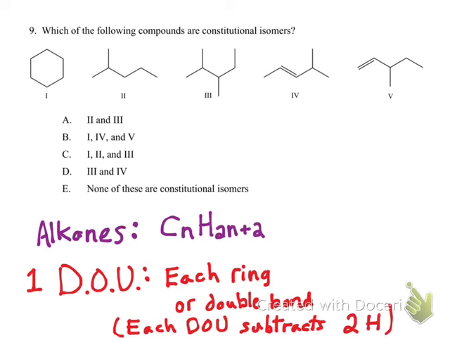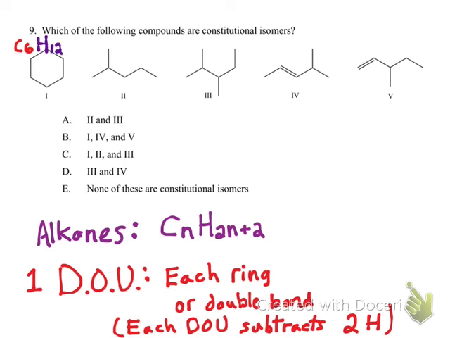And I should quickly note that each degree of unsaturation subtracts 2 hydrogens. That's why it's called a degree of unsaturation, because every double bond, every ring gets rid of 2 hydrogens each. So let's go through and do this first one. This first one has 1, 2, 3, 4, 5, 6 carbons. It also has 1 degree of unsaturation by virtue of being a ring, which means instead of having the formula C6H14, like regular hexane would, this will have the formula C6H12.